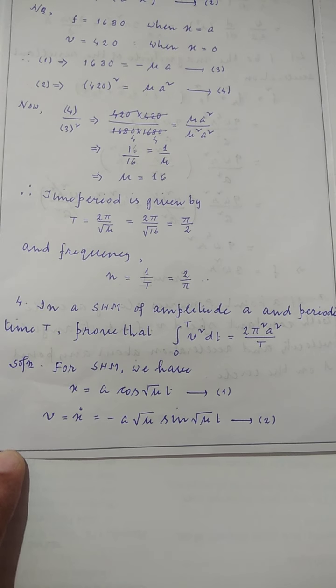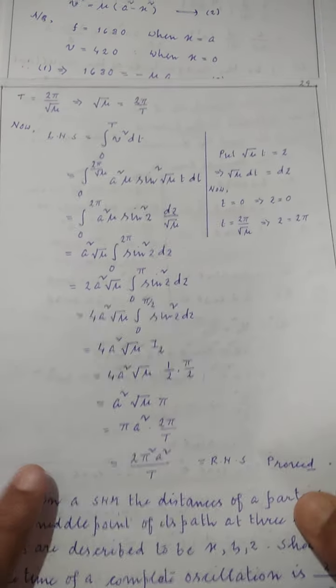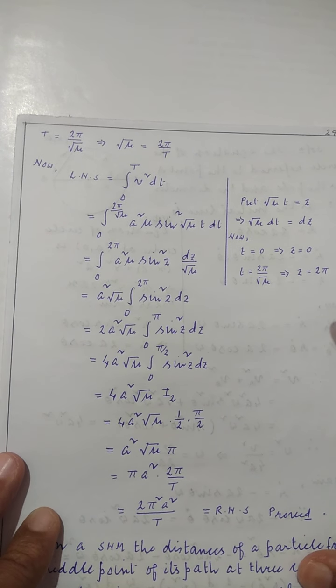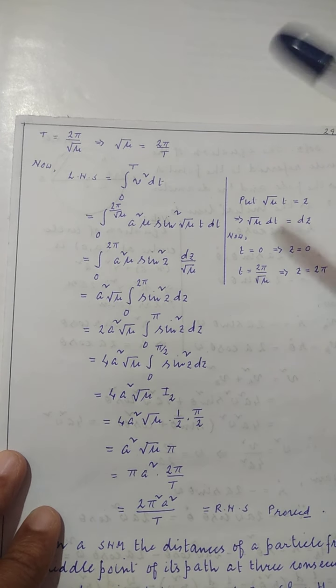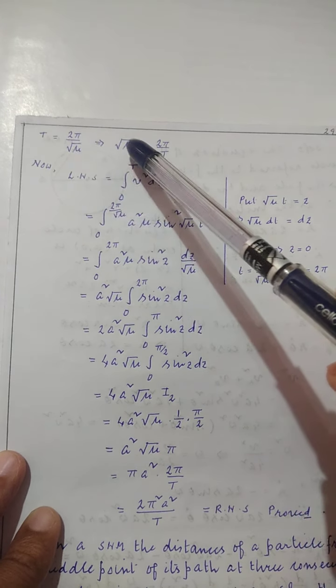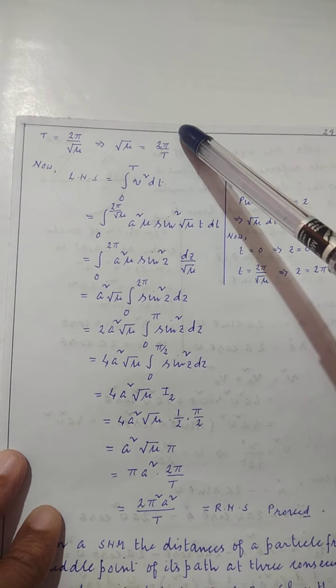And you know the expression for time period also. So what is the expression for time period? It is twice pi by root over mu. So from this, root over mu will be twice pi by T.